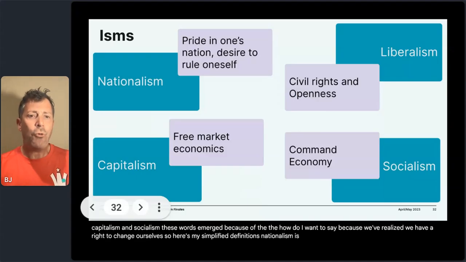Nationalism is pride in one's nation. I think you all know that.